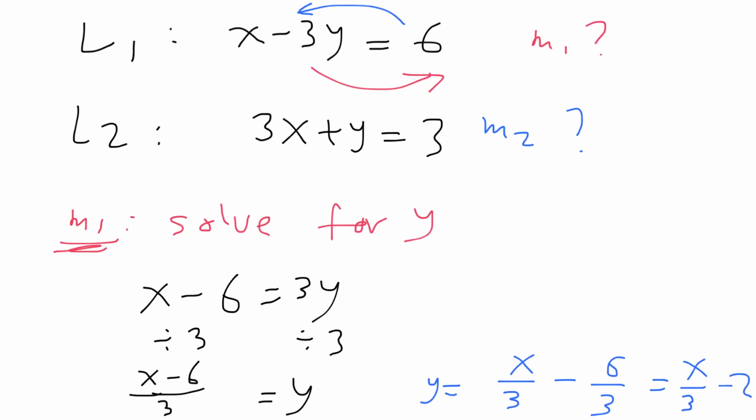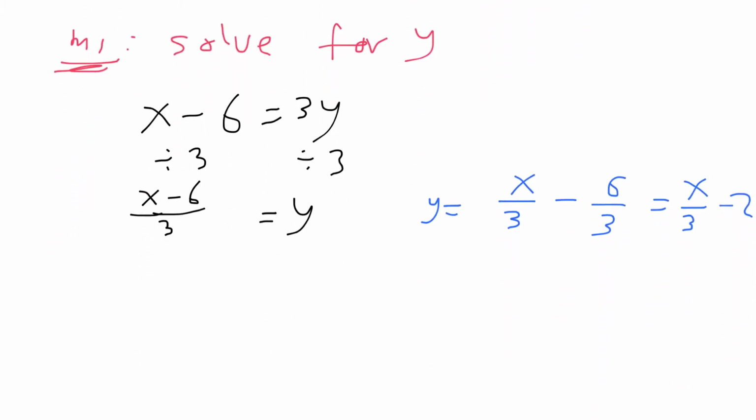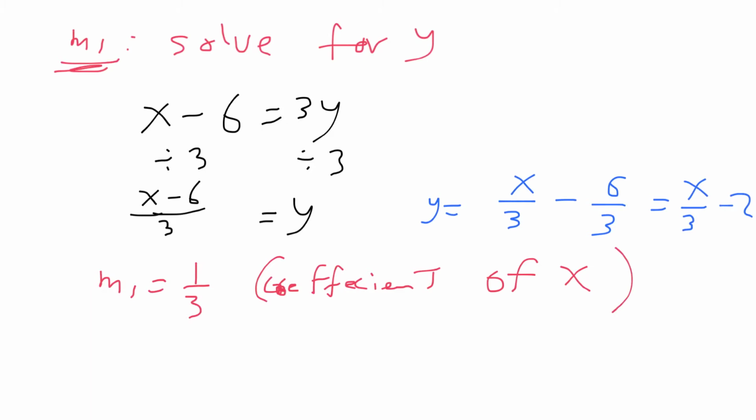Now, what is the coefficient of x? What is the number multiplied by x now? 1 over 3. So m1 is equal to 1 over 3. So I can say now here m1 is equal to 1 over 3. It is the coefficient of x, but after you solve for y, make it y equal. Clear now what we did?